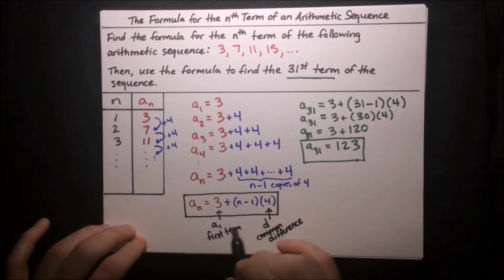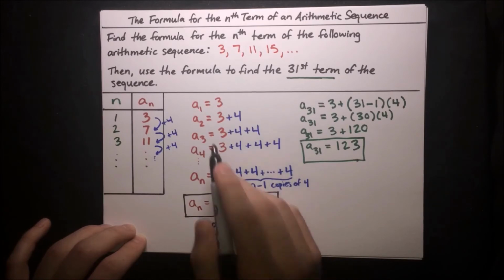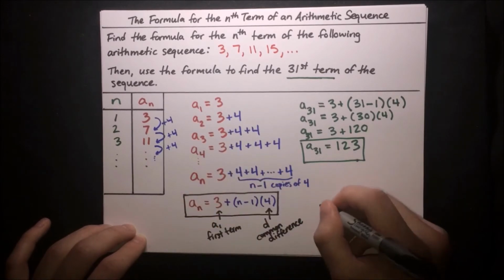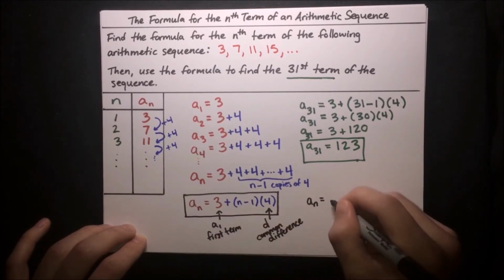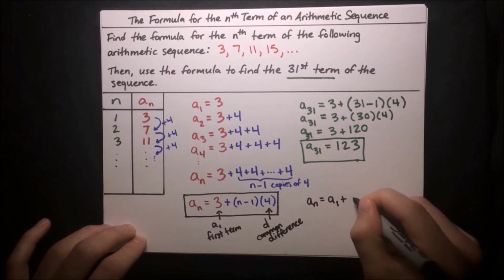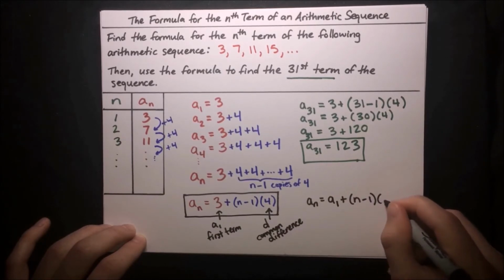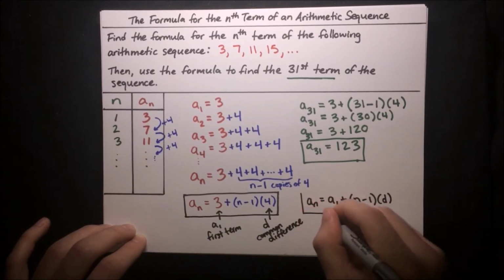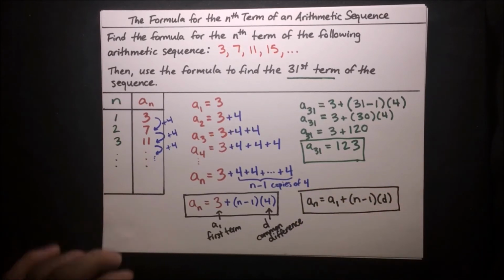So using this notation, we can come up with a kind of formula that will work for any kind of arithmetic sequence, and we'll write it over here. So an is equal to the first term, a1, plus n minus 1 times the common difference, d. And there we go. There is our general formula for any arithmetic sequence.